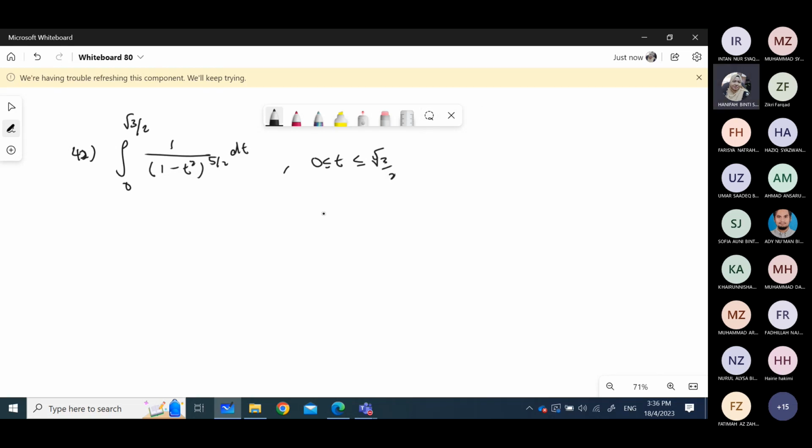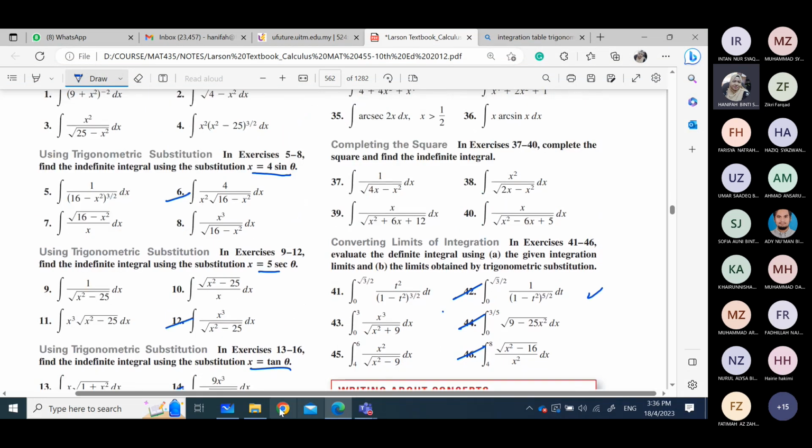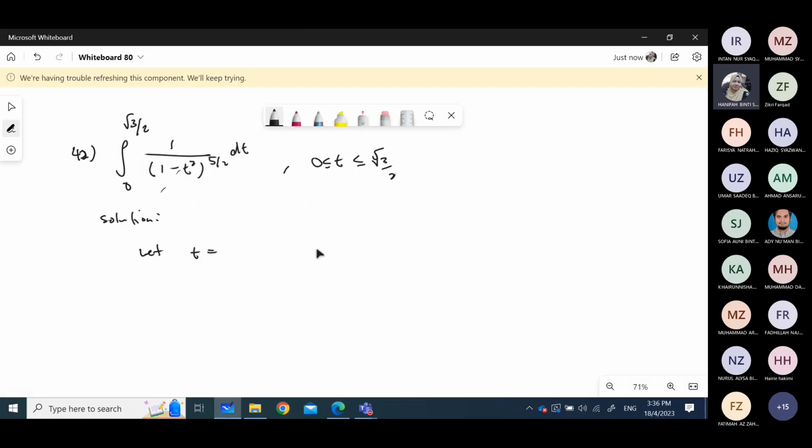Alright, so kalau nak tukarkan ke dalam theta, nanti kita akan tengok. Okay, so first of all, we need to identify the substitution. So ni apa substitution dia? Let t equivalent with, 1 minus t squared, this one yang atas ni, sin theta. So ganti dia adalah sin theta. So our a here is 1. So t equal to sin theta. So kita differentiate respect to theta. So we have cosine theta d theta.